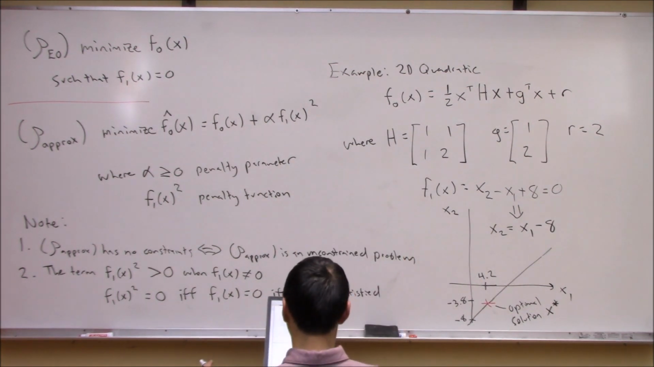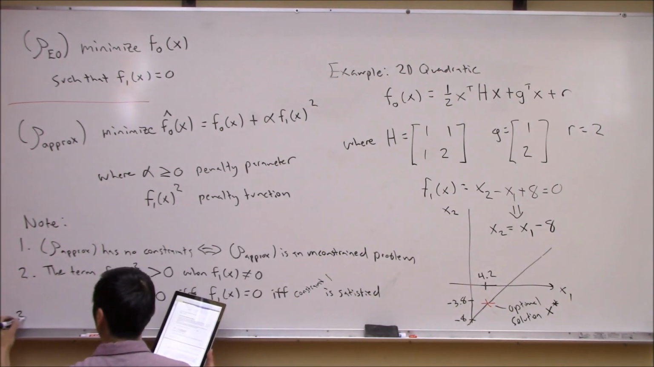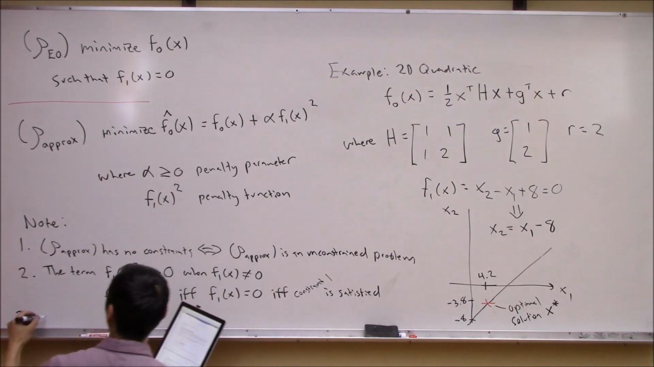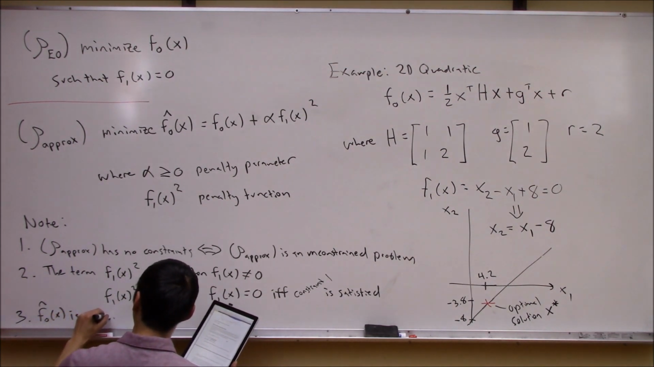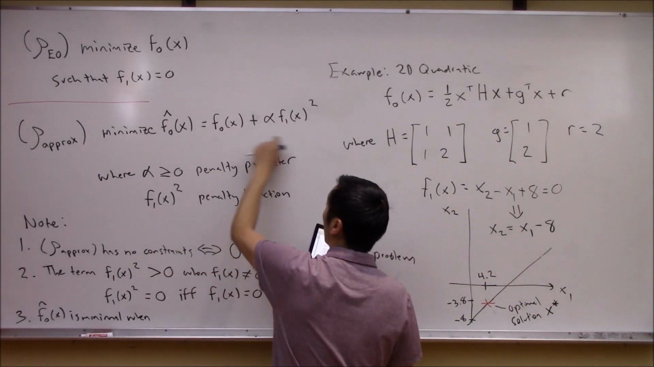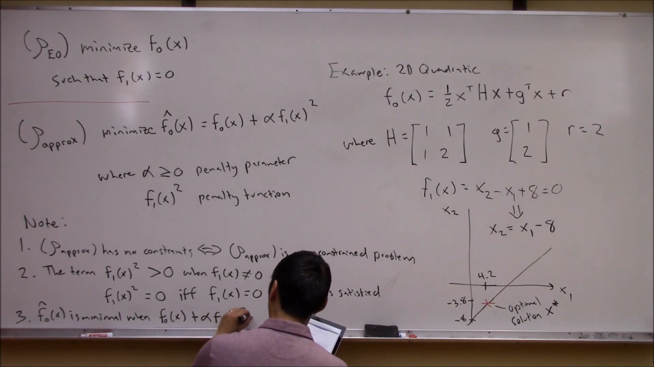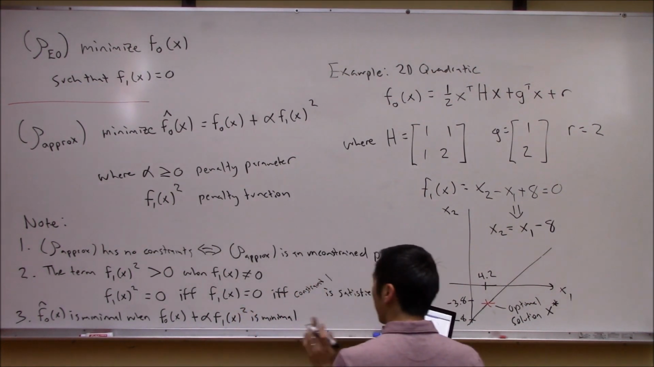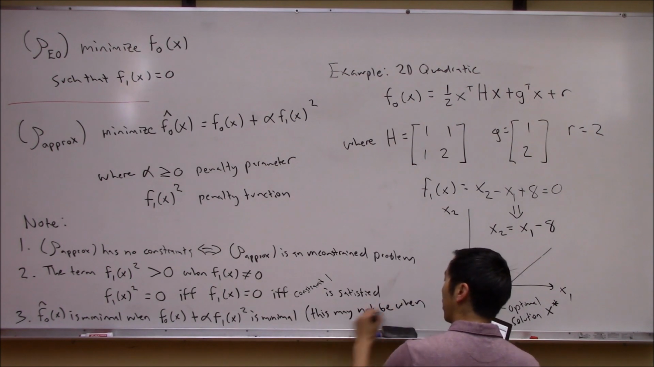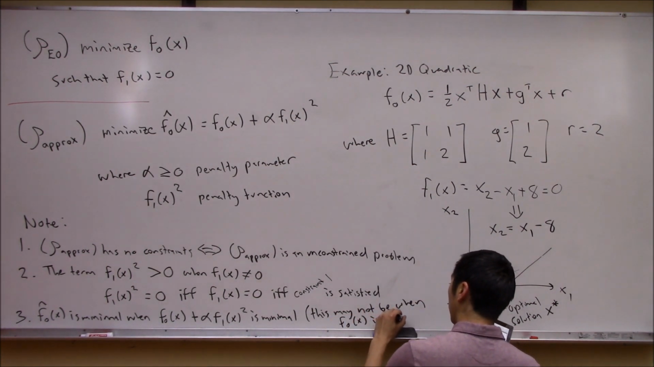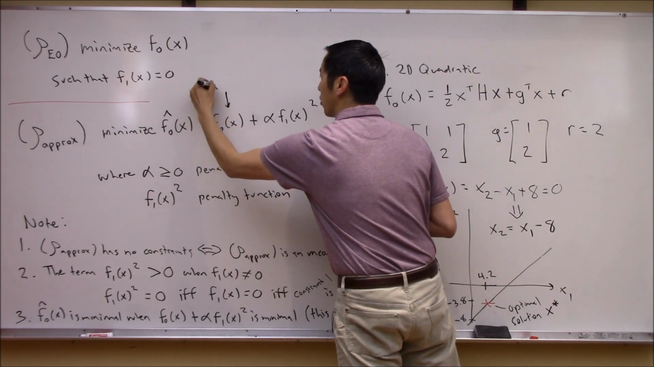So the last thing that maybe we should notice is here. Let's make another note here. So 3 here. This composite cost function here, f0 hat. So let me write this down. f0 hat of x is minimal when the composite of these two terms here is minimal. This is minimal when f0 of x plus alpha f1 of x squared is minimal. And what's important about this right now is this may not necessarily be when f0 of x is minimal, right? And the reason we call that out here is because if you remember, this f0 was the original cost function.